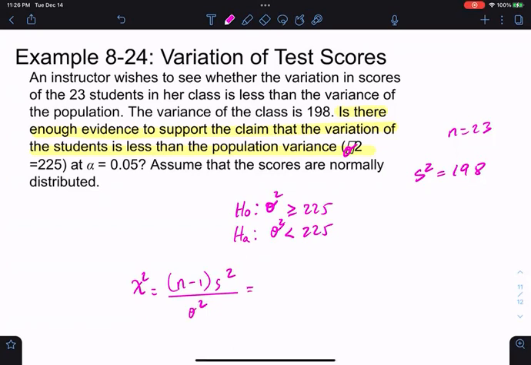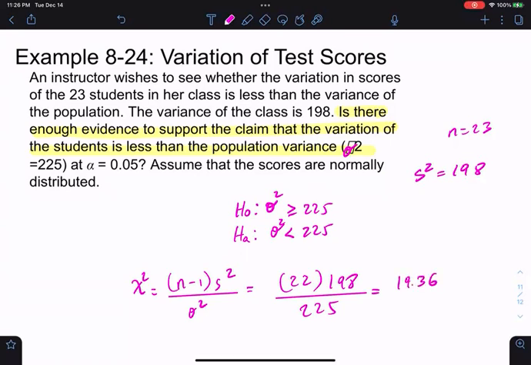So n minus 1 is 22. The sample variance of the class is 198, and the variance of the population is 225. So you just need to compute those values and that's it. 22 times 198 divided by 225, and you get 19.36.